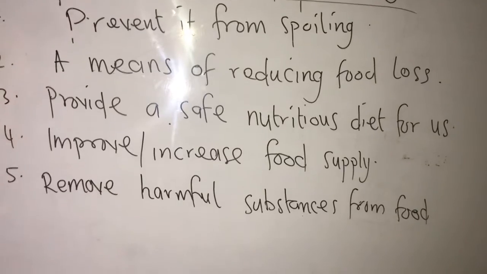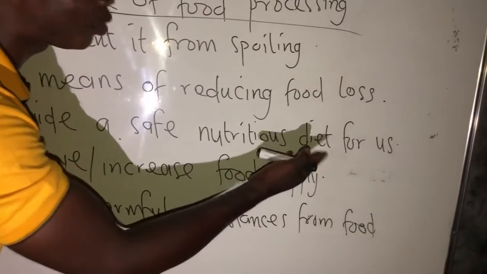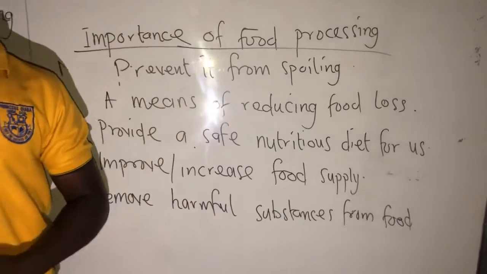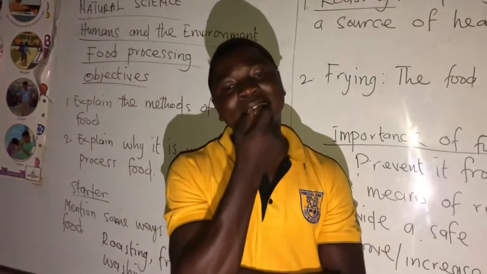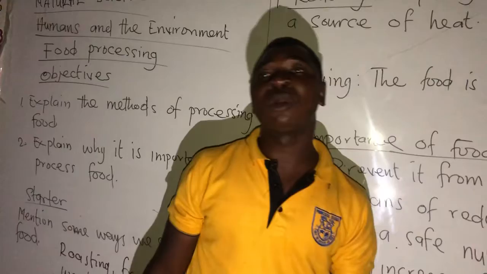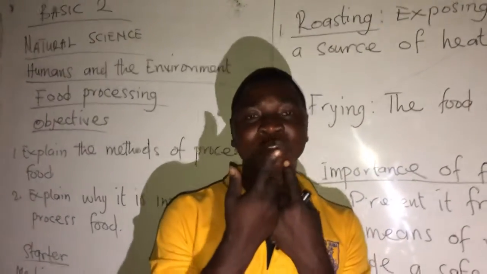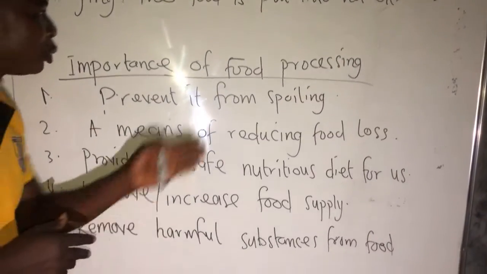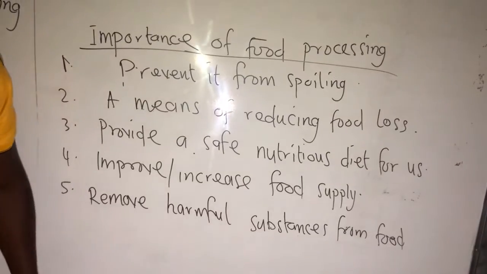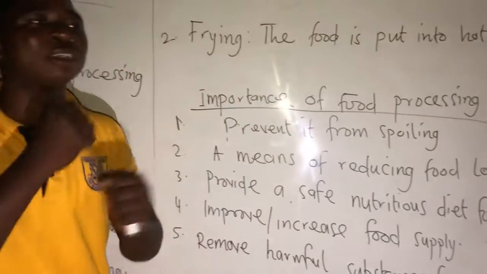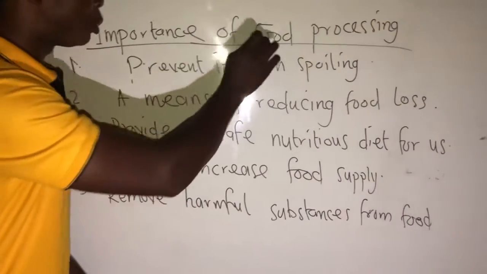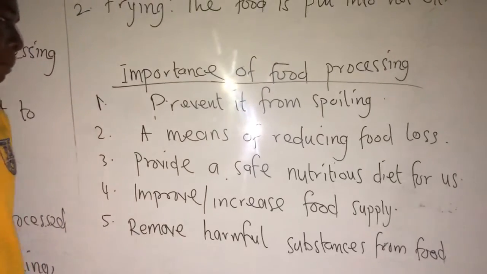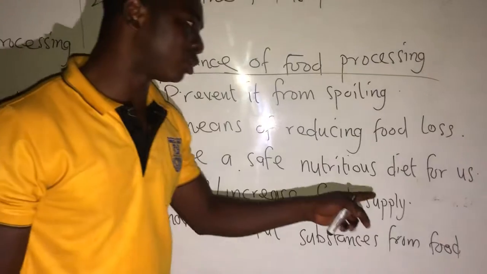Another way, number 3, provide a safe, nutritious diet for us. When you take raw yam, can you get any taste? No. When you take raw plantain, the taste will not be proper. So we have to process it so that we can get good nutrition, so that when we eat, we'll be healthy. We can run, we can jump, we can learn. We process our food to give us safe nutrition so that we don't get sick when we eat them.